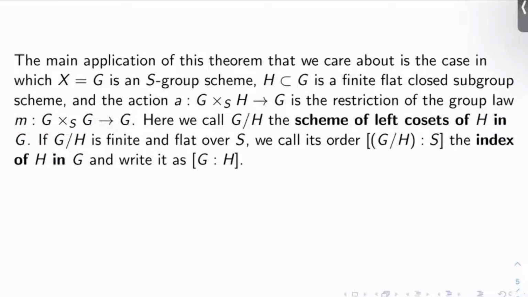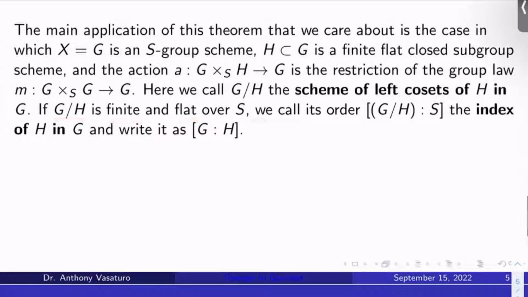Here, when we're working in this situation, we have an even more special name for G mod H. We call it the scheme of left cosets of H in G, as we should. It's a very natural extension of the idea of the group of cosets from algebra. If G mod H is finite and flat over S, then we call its order, the order of G mod H over S, the index of H in G, and we write it in the usual algebraic notation, kind of G colon H.